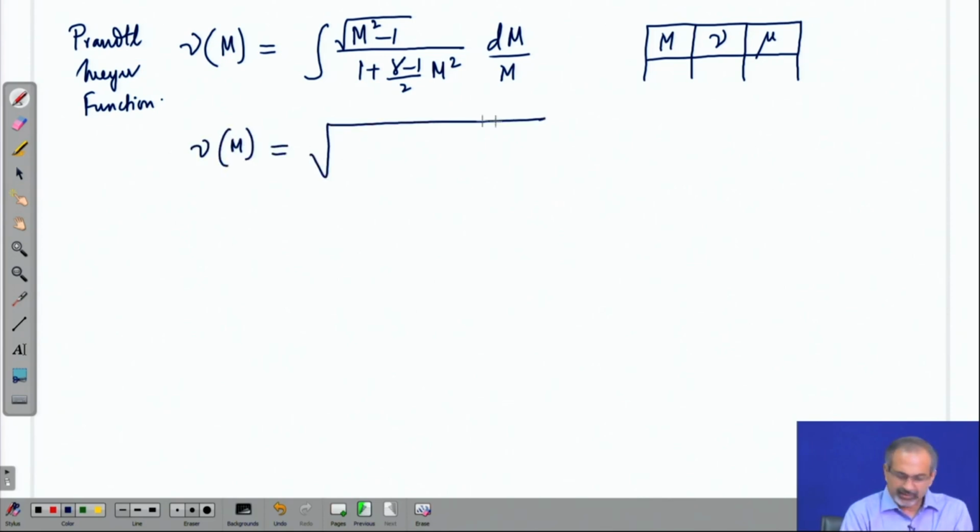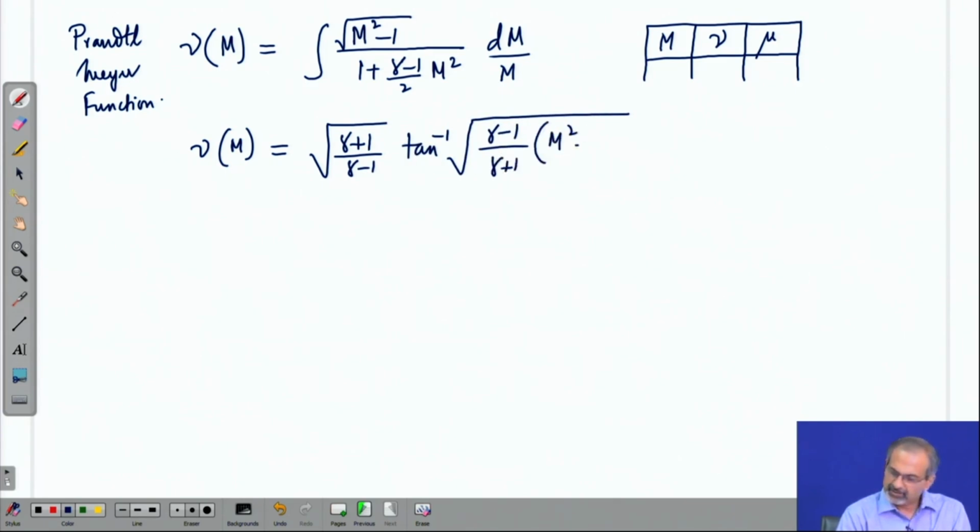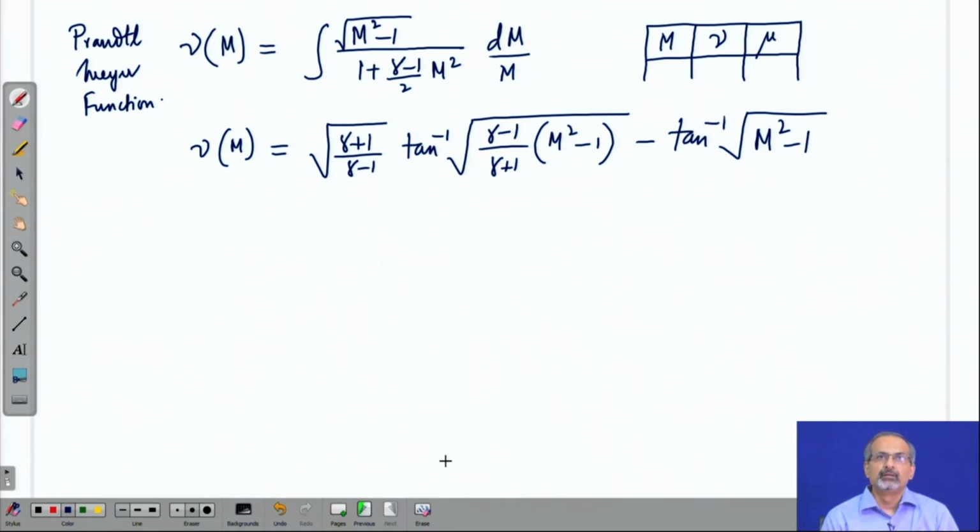Once you integrate that, it can be shown that the final relation comes out like this, which is rather easy to evaluate. Even if you do not have the tables, you can do it with your own calculators, as long as you know the Mach number.